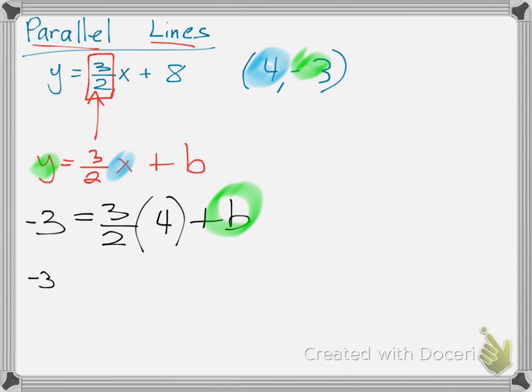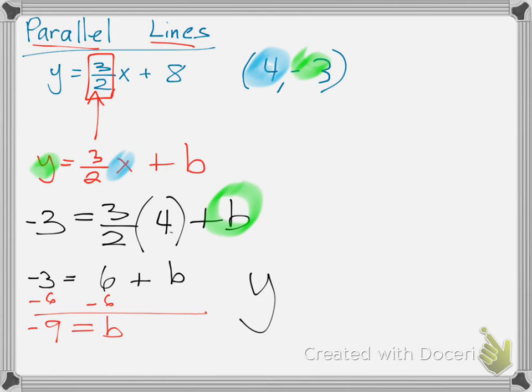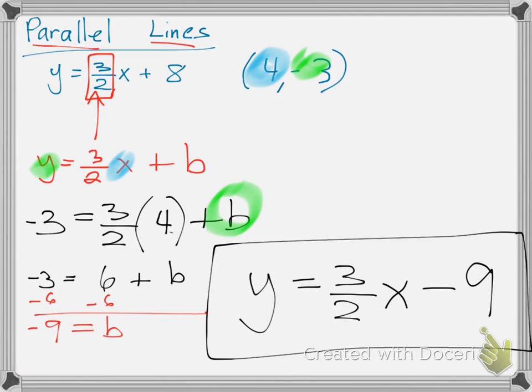So we're going to say negative 3 equals, we do 3 halves times 4, so it's either 12 over 2, which is 6, or you can reduce. Either way, you should get 6, plus b equals negative 3. And since we still only have one variable, we're just going to subtract 6 from both sides. And we get negative 9 equals b. So we're just about done. We just have to plug those values back into our equation and say, hey, we know the slope has to be 3 halves. And we know the y-intercept is negative 9. So there's the equation of the line parallel to 3 halves x plus 8.